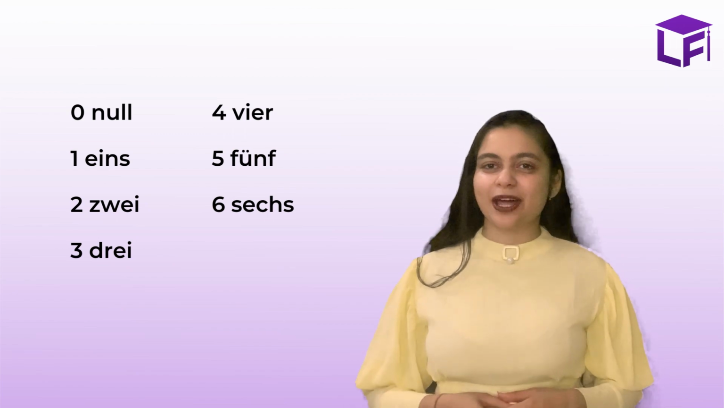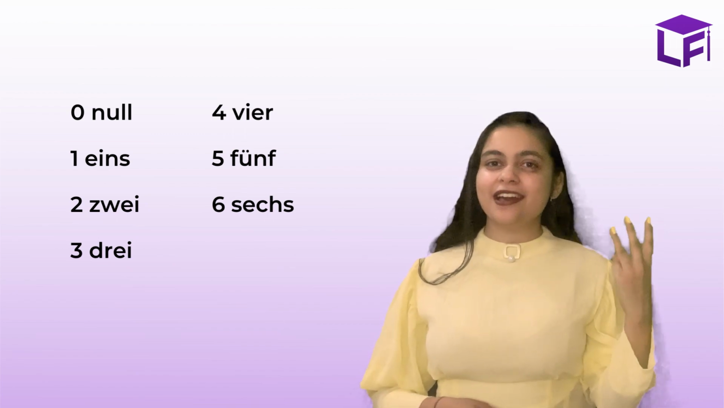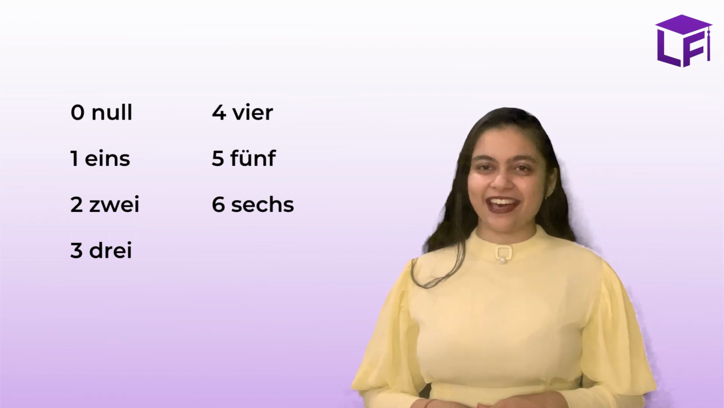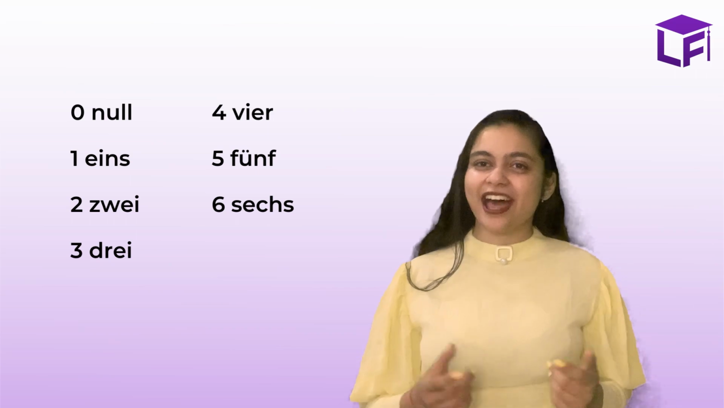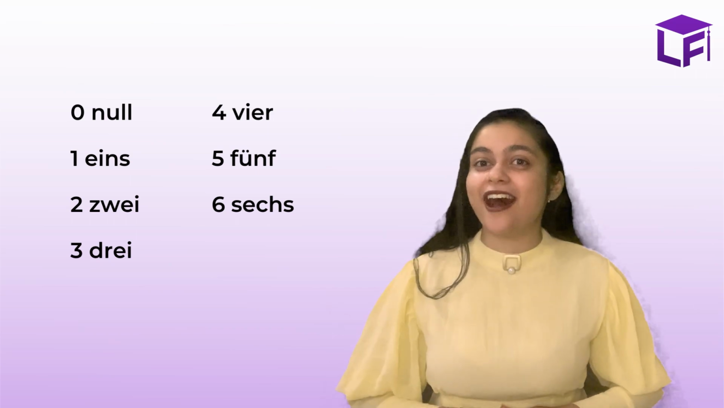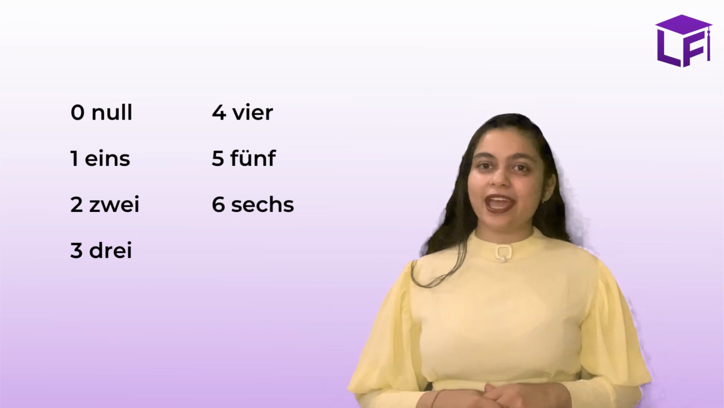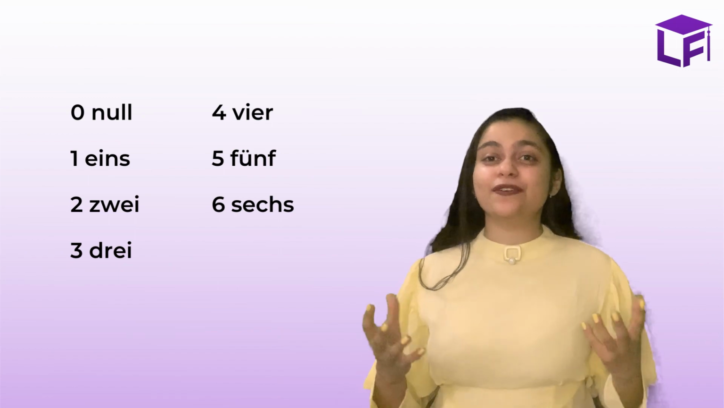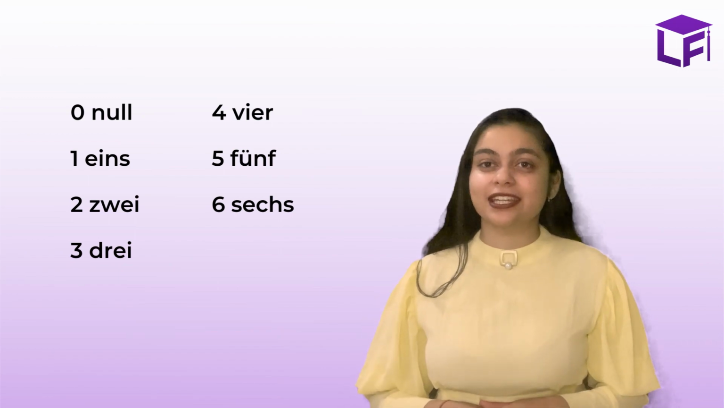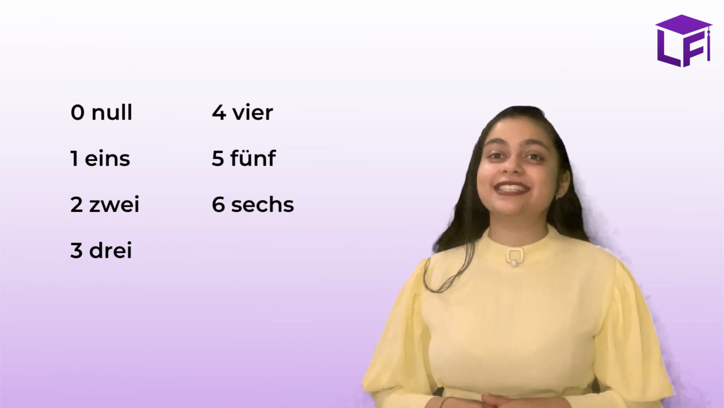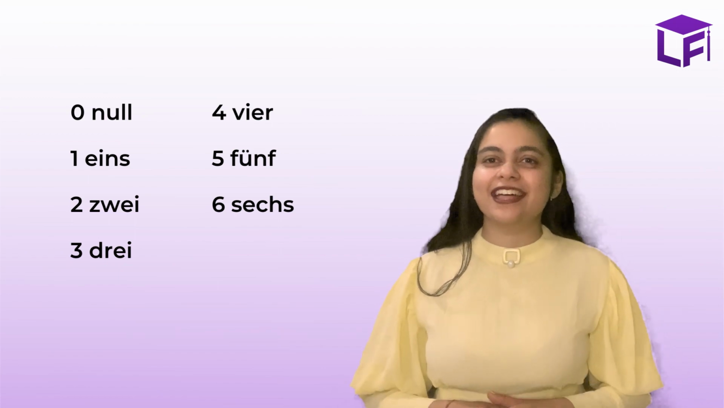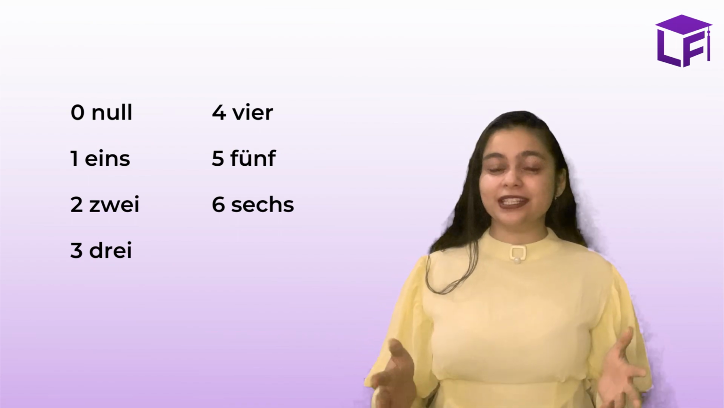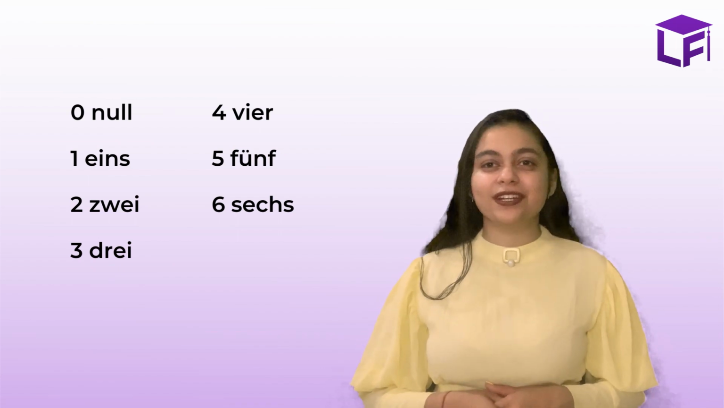Moving on to the next number, 3. 3 is called drei. Now if you pay close attention to the R of the drei, then you will understand that we are pronouncing it differently. We are not pronouncing it as drei. Instead, we are pronouncing it as drei. Germans pronounce R differently.